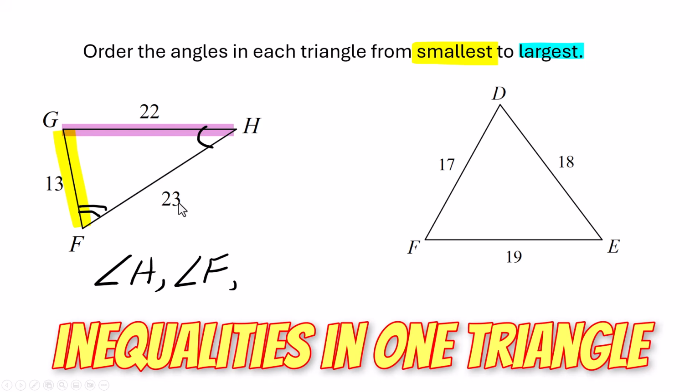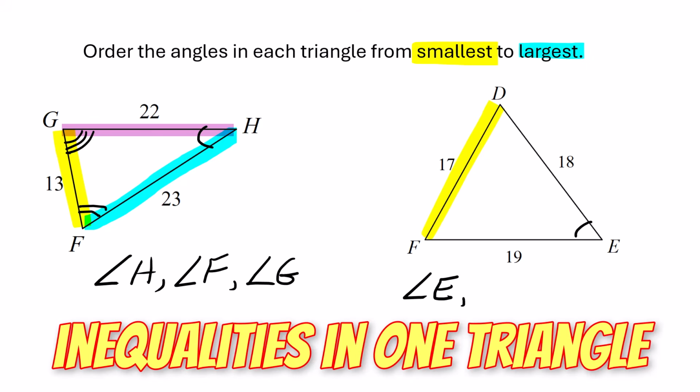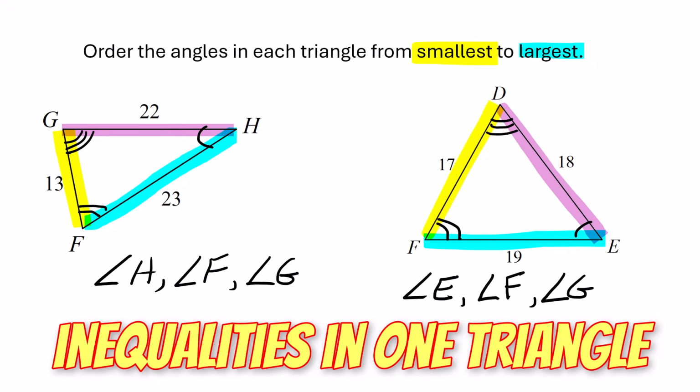And then the longest side is this 23. The angle across from that is G. So in order from smallest to largest, these angles will have to be H, angle F, angle G. 17 is the shortest side, so angle E is the smallest angle. 18 is the middle side, so the middle angle is angle F. 19 is the longest side, and so angle G? No, it's angle D. Oops!